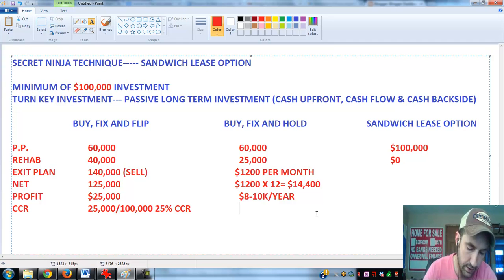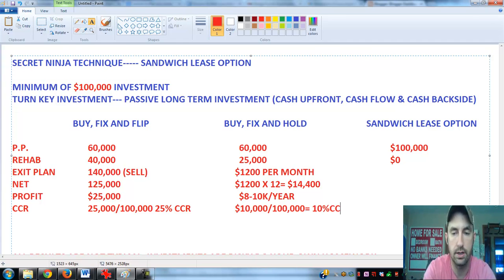Let's give it the benefit of the doubt of $10,000 annual profit. What we're doing right here is dividing this by the initial investment of, let's give the benefit of the doubt, 100,000, and this is going to produce a 10% cash on cash return. Both of these options are going to be good.